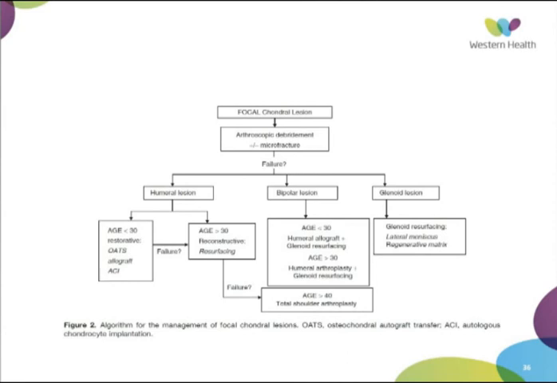And in the glenoid lesions, the resurfacing options are the options that are available using the meniscus or the regenerative matrix. If you've got lesions on both sides, you can treat the humeral side with the same thing that we said, and you use the resurfacing options for the glenoid. And if it fails and the patients are above 40 years old, then the total shoulder arthroplasty will be the next option.